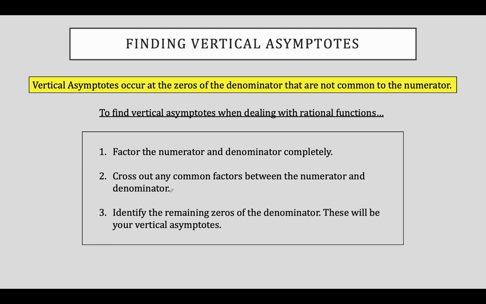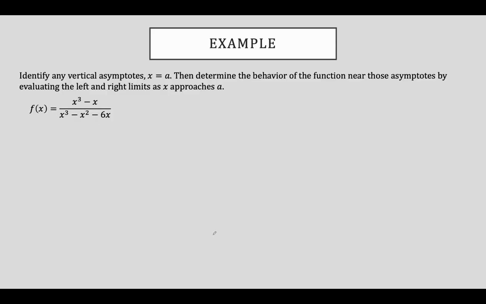When you are dealing with rational functions, common factors between the numerator and denominator result in holes in the graph. 3. Identify the remaining zeros of the denominator. These are the remaining undefined values of the function. These will be your vertical asymptotes. Let's look at some examples.